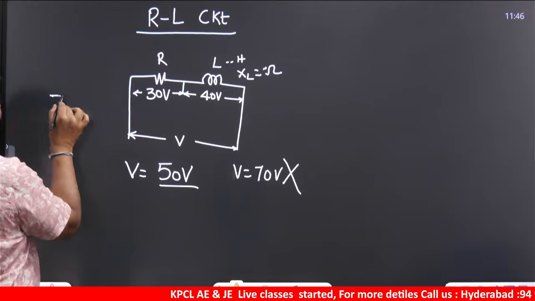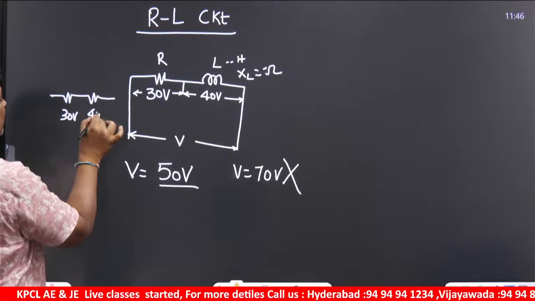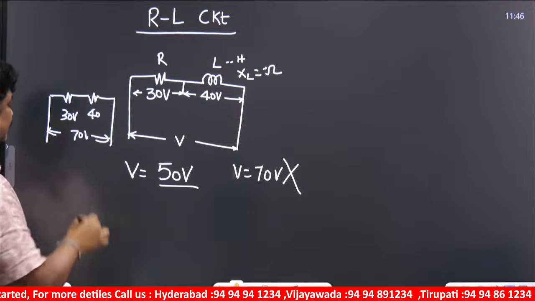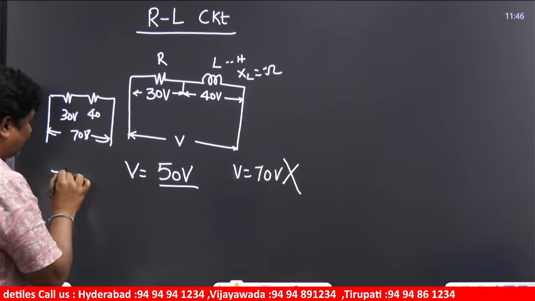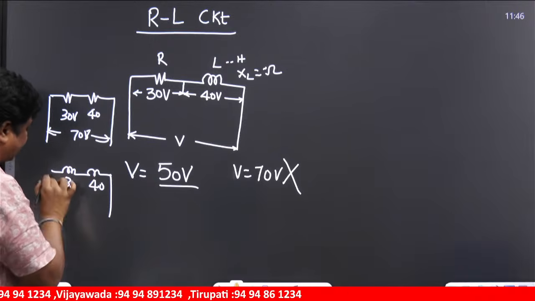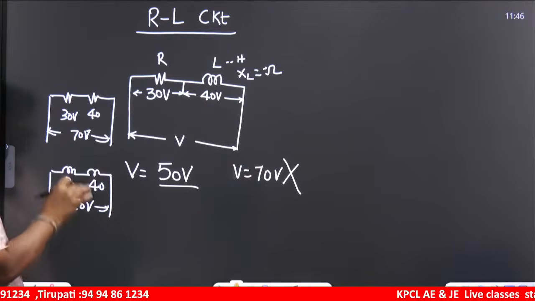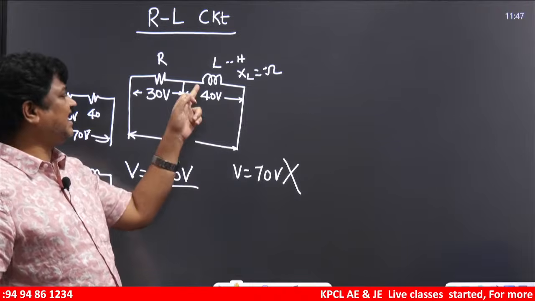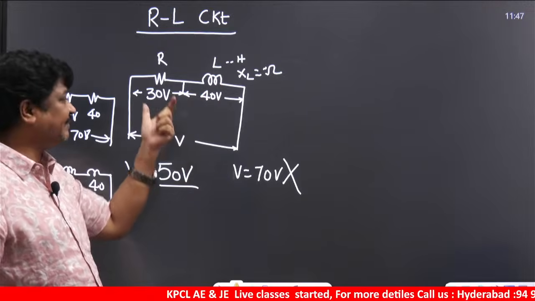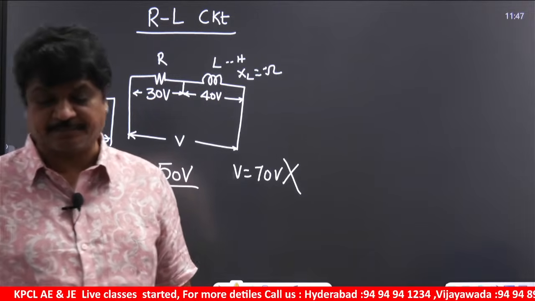Suppose we have a resistor here and a resistor here, 30 volts here, 40 volts here. What is the voltage here? 70 volts. We have an inductor here and an inductor here, 30 volts here, 40 volts here, we have 70 volts here. V1 plus V2. But one element is a resistor, the other element is a reactor. You cannot add them directly. It is a vector sum we have to take.